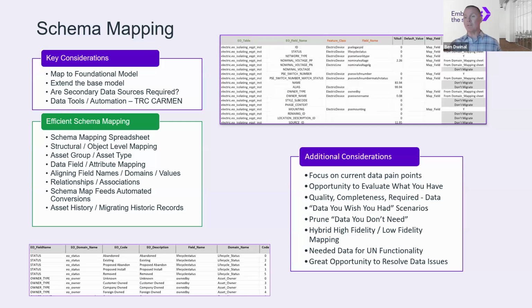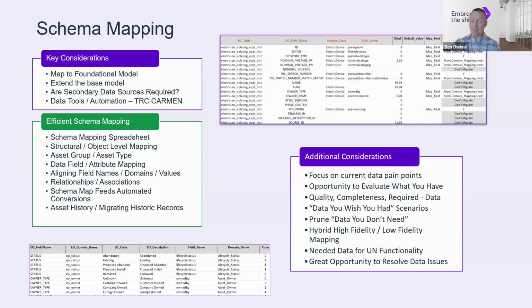So if you do need to adapt that foundational model, we want to extend it with additive change. That way, it still keeps us in line with the utility network management release plan. It keeps us in line with future upgrades. And we can document exactly what additive change has happened, so we know exactly what's new and what's outside of the foundational model. Keeping good track is very important.